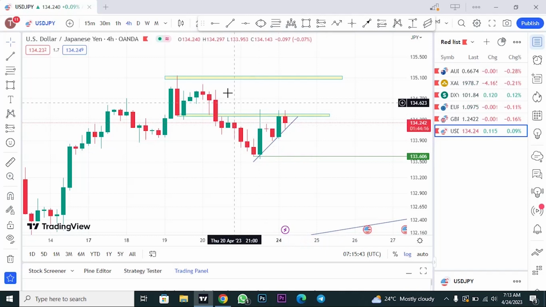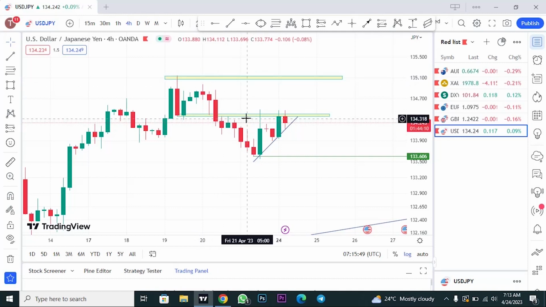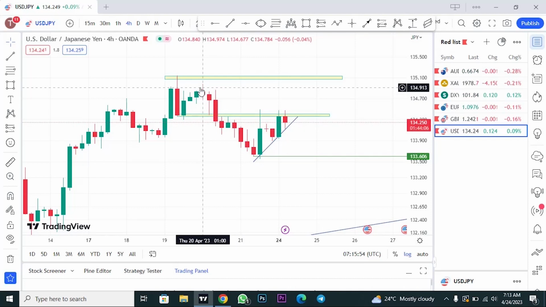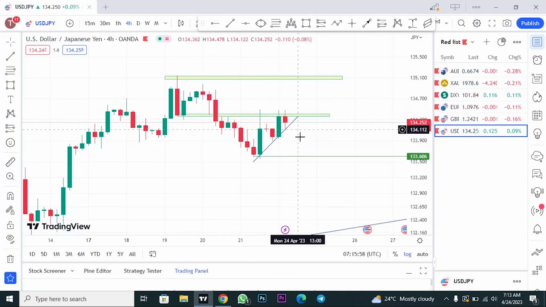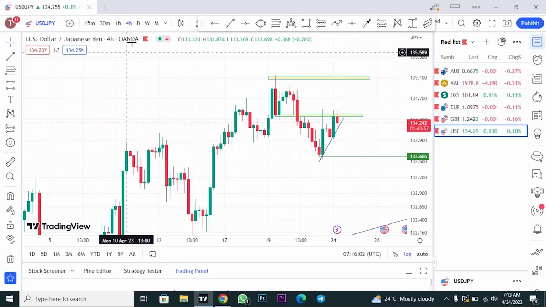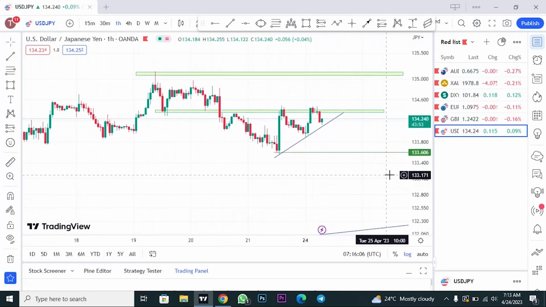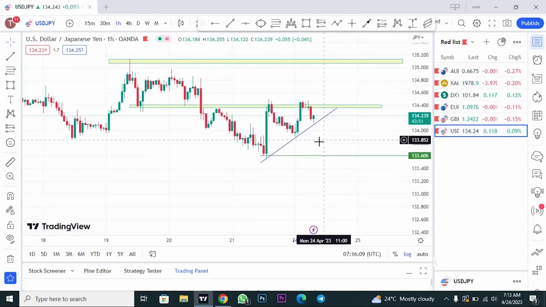So you can see we have the highest point of the market, and another support and resistance zone right at this point. Price ended up breaking out of it and then coming back for a retest. Let's move on to the 1 hour time frame. That's where we are going to see things very clearly.